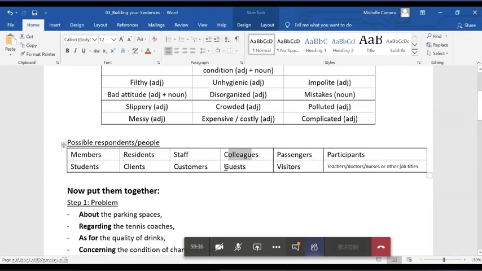Okay. Guest. We use the word guest for hotel. The people who stay at a hotel, the customers at a hotel, are guests. And then we have the word passenger. You've seen this word before in the practice paper about the airplane. So the people who buy tickets to fly on the airplane are passengers.